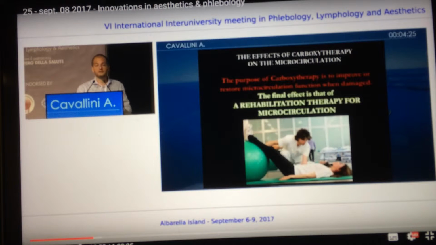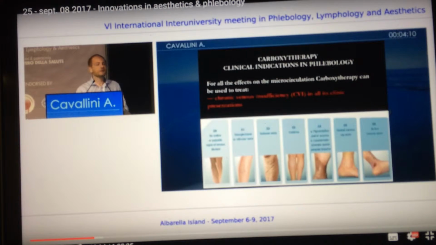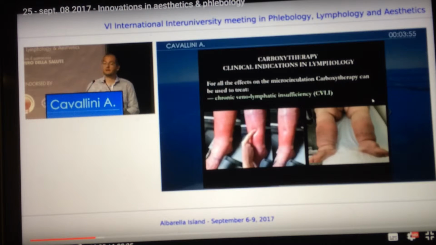So actual rehabilitation of the microcirculation is carried out, and when the patients ask me, why are you suggesting me carboxytherapy? Because it's a sort of rehabilitation of the microcirculation. So you can improve the microcirculation where it is more damaged. So we can use this treatment in all of the 7 stages of venous pathologies, so ranging from patients without any visible signs of the pathologies up to the patients with ulcers.